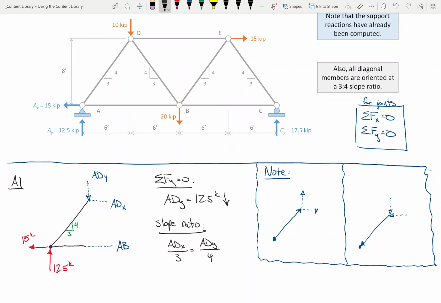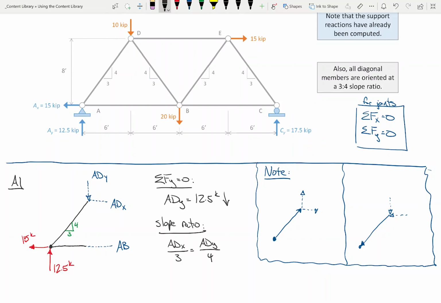I propose that ADX is to 3 as ADY is to 4. I'm just saying that the horizontal component is to this component as the vertical component is to this. Because when I apply the Pythagorean theorem, it's got to go this way. It's got to go parallel to the member because it's got to be axial, right?